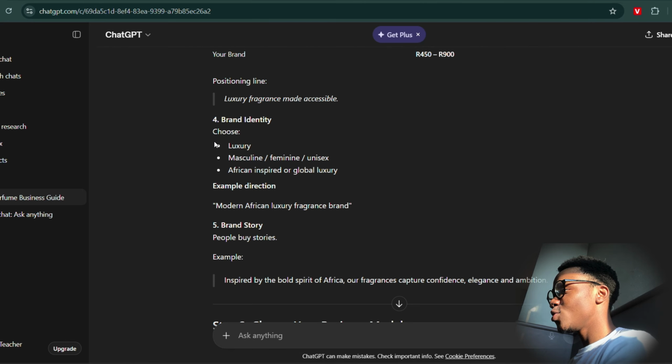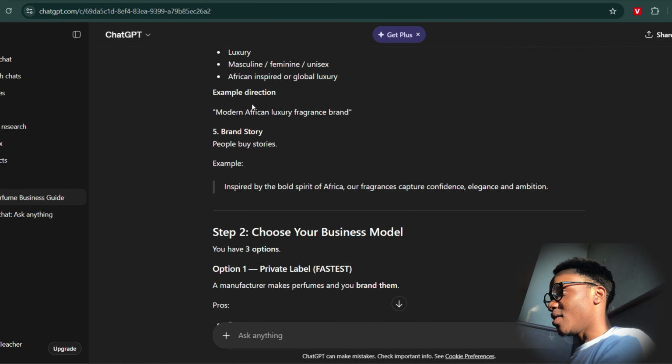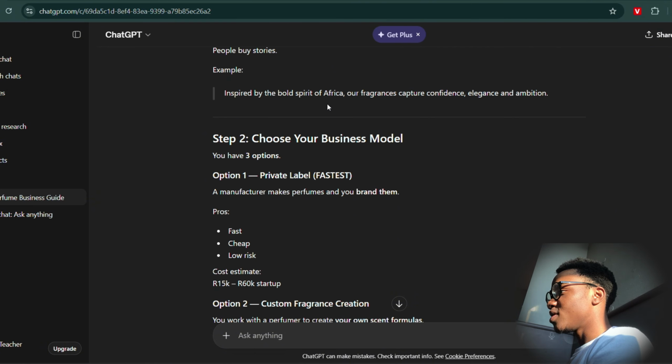Brand identity: choose luxury, masculine, feminine, unisex, African inspired or global luxury. Example direction: modern South African luxury fragrance brand. Brand story, because people buy stories: inspired by the bold spirit of Africa, our fragrances capture confidence, elegance, and ambition.